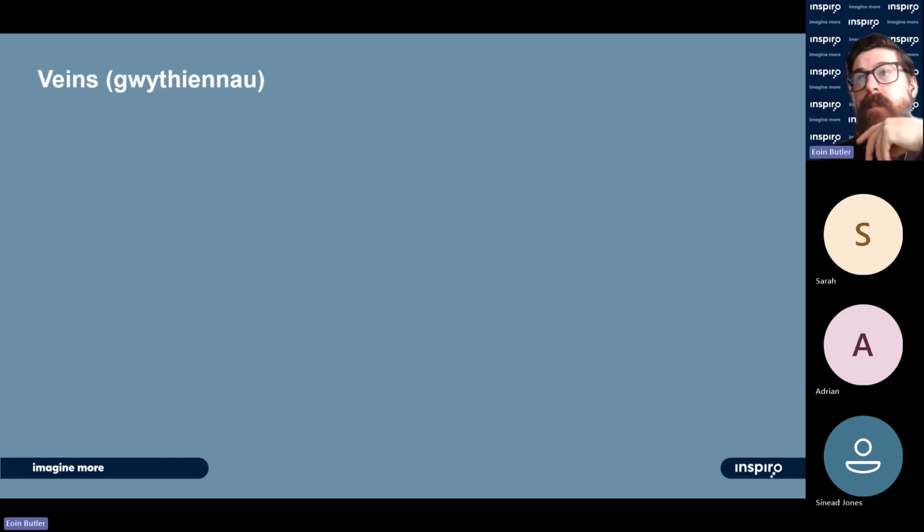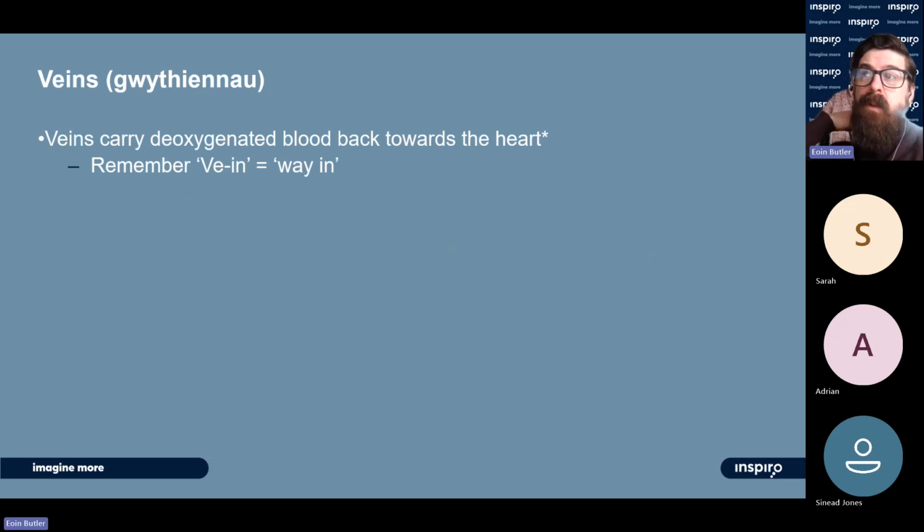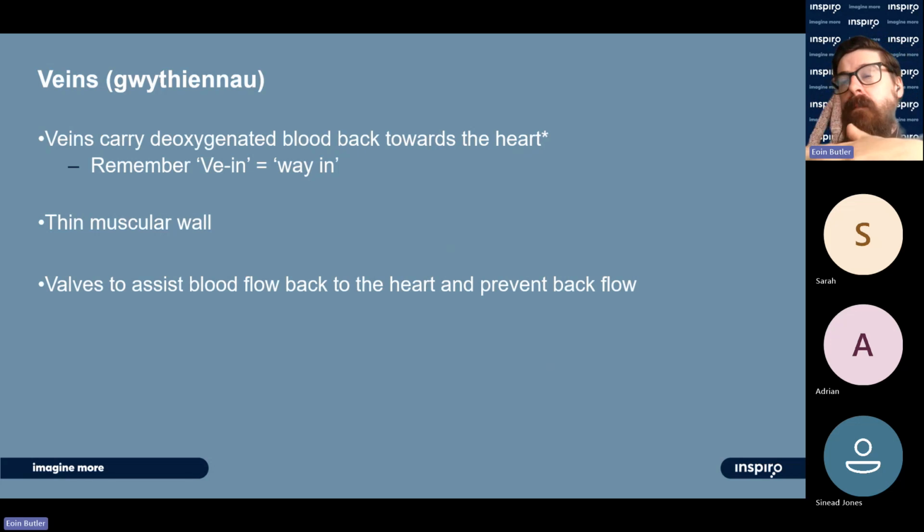To flip that, veins. So veins carry deoxygenated blood back towards the heart. So if we remember way in, so it's bringing blood to the heart, into the heart. They have got a thin muscular wall, so they're not dealing with blood under as high a pressure as arteries are. Valves are contained within the veins to assist blood flow back to the heart and prevent backflow.